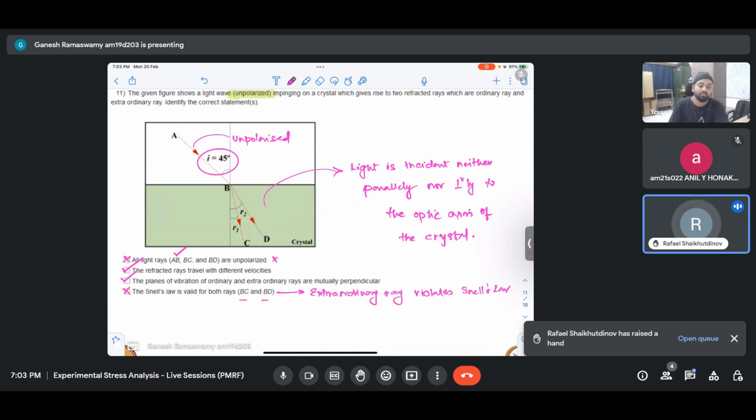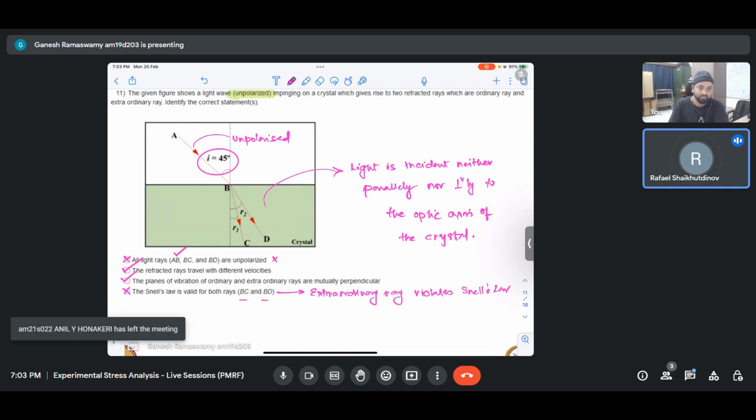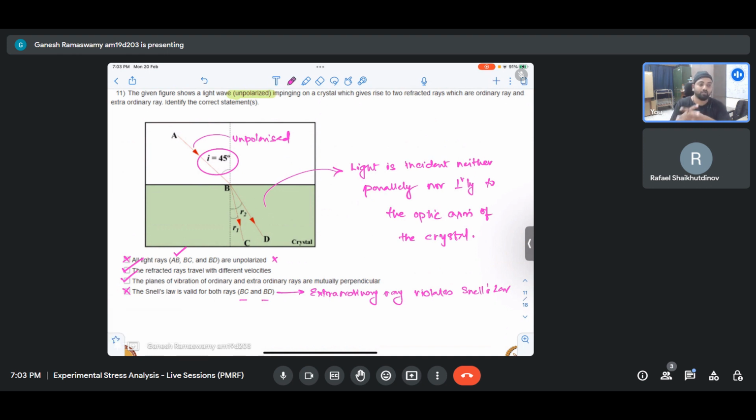Yes. In a generic angle, if it impinges, the rays will be mutually perpendicular. The only thing is, they will also be traveling in different directions with different velocities.